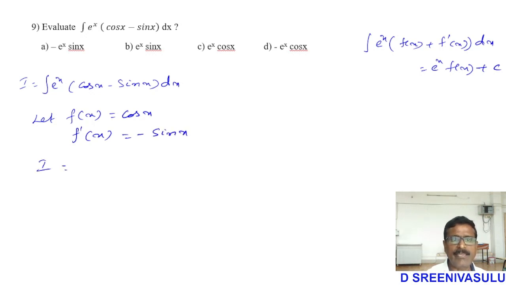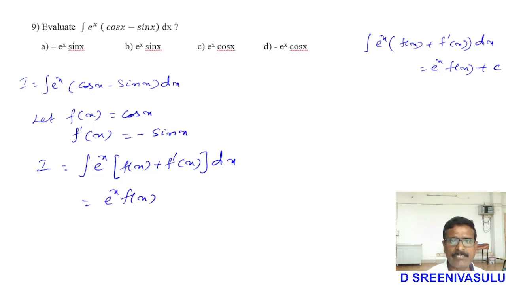Then what will be I? I will be integral e power x into cos x, which is f of x, and minus sin x is f dash x, that is plus f dash x, dx. What is the formula? E power x into f of x plus f dash x dx is e power x f of x plus c. Here f of x is cos x, plus c. In the options also, everywhere plus c we should write.